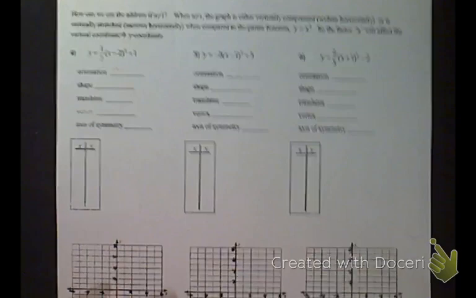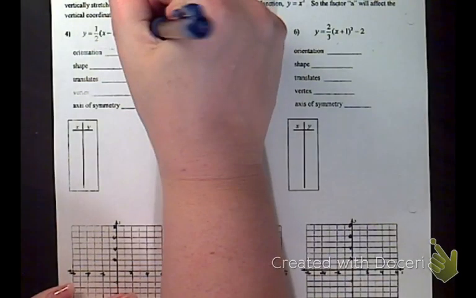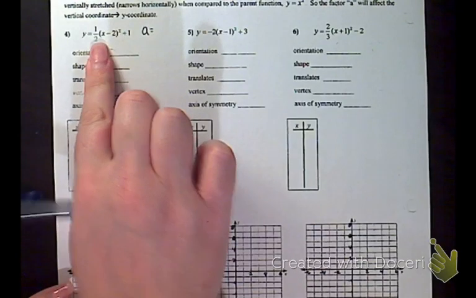All right, here we go. So we're going to do the same thing, right? We're going to identify A. So in this case, the number out in front of the parentheses is a 1/2.